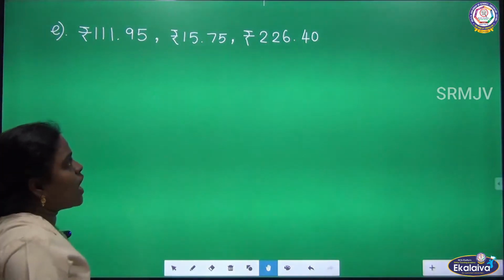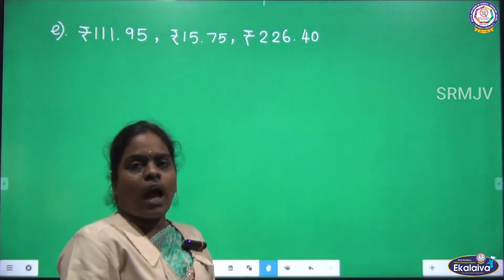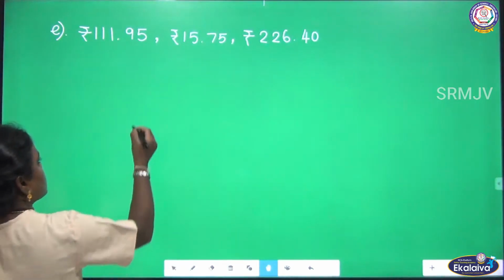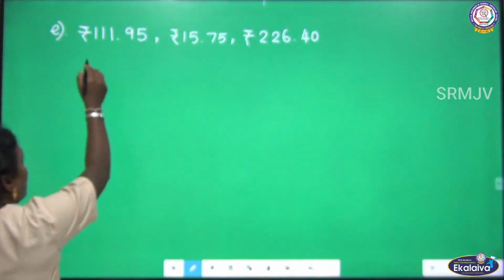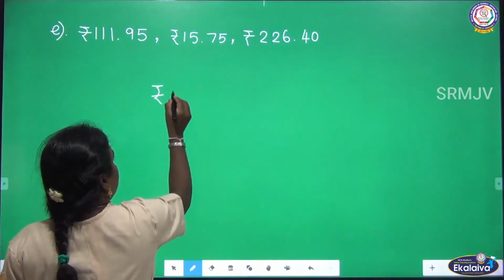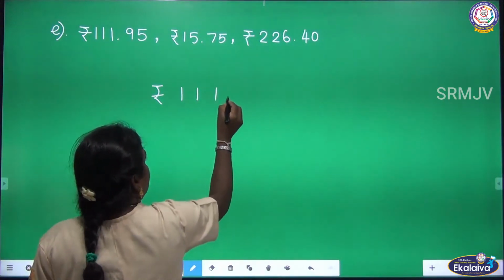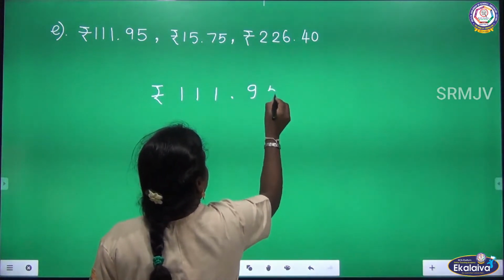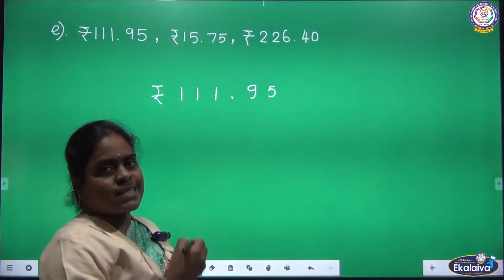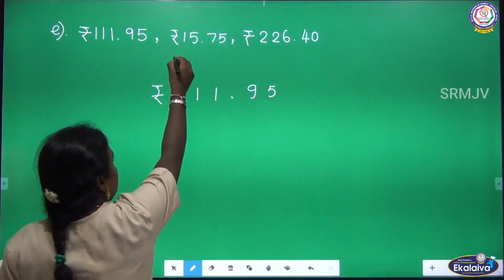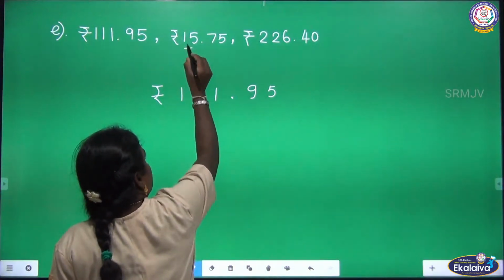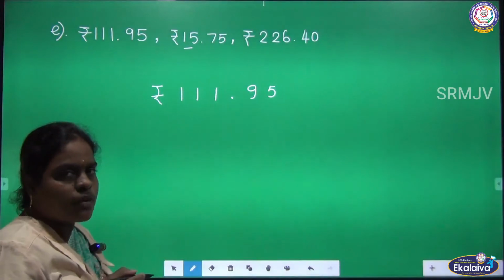Here listen, children, we have 3 amounts, that is we have 3 addends. So let us arrange first, then we will add the amounts. Here the first one, 111 rupees and 95 paise. 111 and 95 paise. Children, when you are arranging, leave enough space so that we can write the next number properly. Look at the next amount, 15 rupees and 75 paise. Here 15, it is a 2-digit number, so we have to start from tens place.